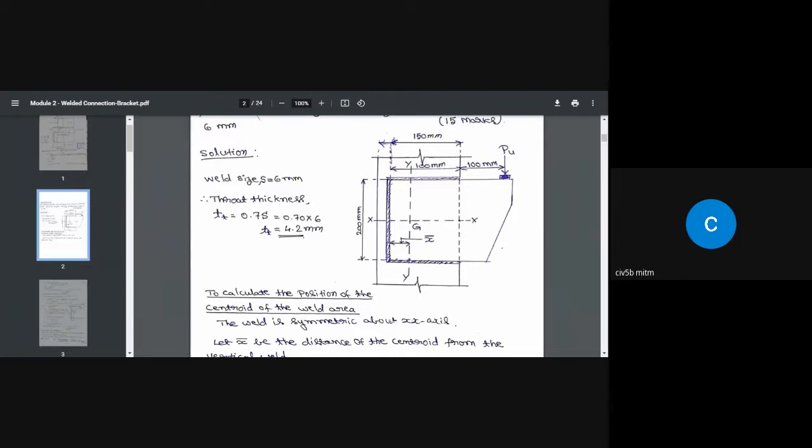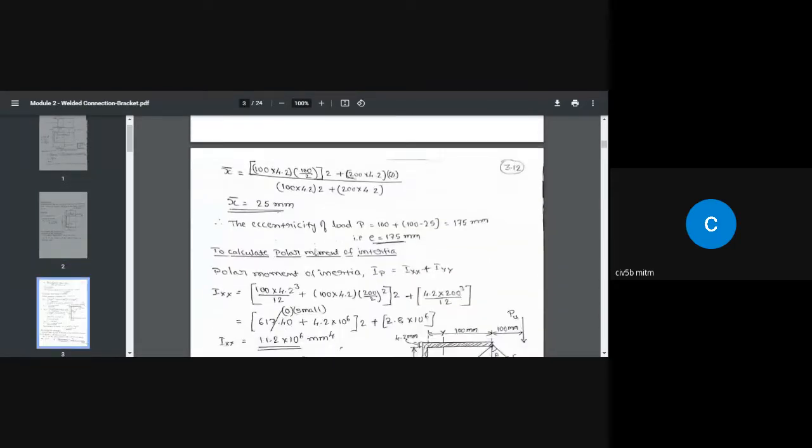Then what is eccentricity? We know this distance, we know this distance. So 100 plus 100, 200, minus 25, that is the x bar value, will give you the distance from here to the line of action of the load P_u. So that is the eccentricity, which is equal to 175 millimeter. I have written the eccentricity as 175 millimeter.